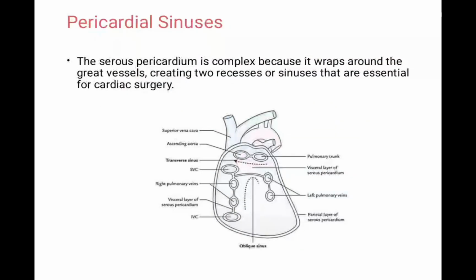So we have something we call the pericardial sinuses. The serous pericardium is a complex structure because it wraps around the great vessels. Remember, we said it wraps around itself, right? It's a double layer that folds back on itself, and as it moves around the heart and its great vessels, it creates two recesses, or two sinuses, that are essential for cardiac surgery.